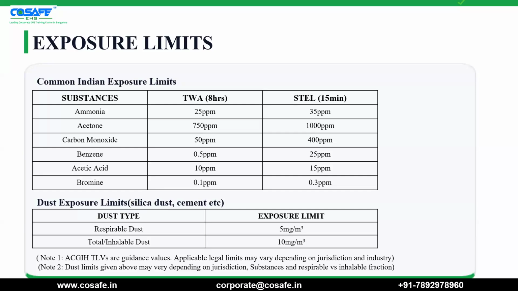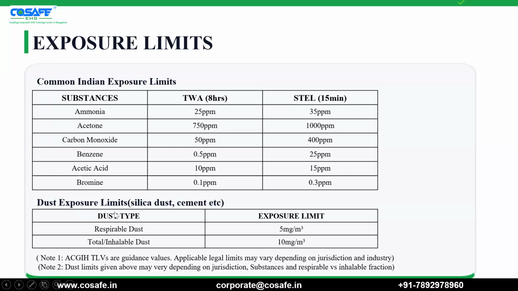If there is acetone in the environment at 750 ppm, it can be exposed for 8 hours. And if it exceeds 2000 ppm, then 15 minutes is the maximum exposure limit. For carbon monoxide, 50 ppm for TWA, 400 ppm for STEL. Benzene 0.5 ppm for 8 hours, then 25 ppm for only 15 minutes. Acetic acid 10 ppm for 8 hours, then 15 ppm for 15 minutes. Bromine 0.1 ppm for 8 hours, and 0.3 ppm for 15 minutes. These are the normal exposure limit values.